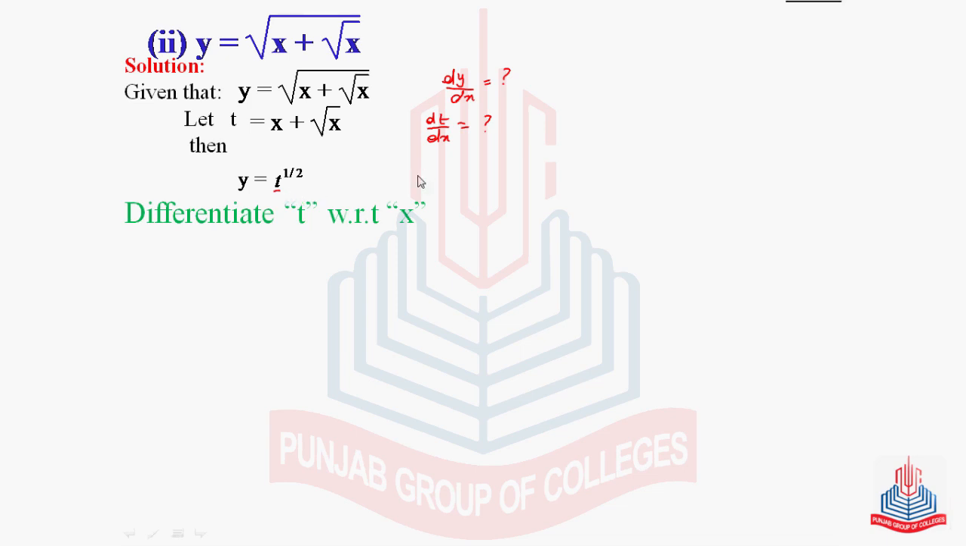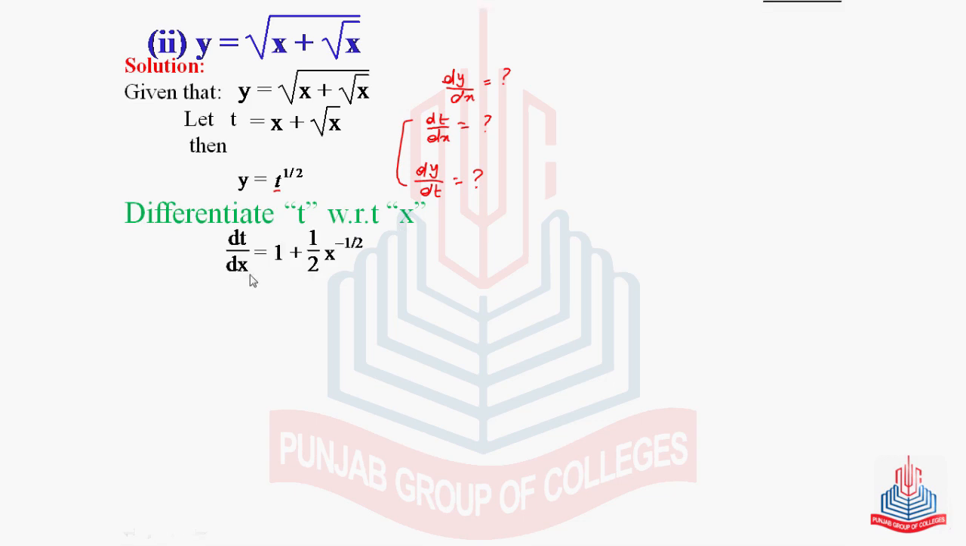Then when we want to differentiate this y, so that is actually y with respect to t, will become dy by dt. So by using these two derivatives, we will form dy by dx. So now we start our process. So differentiate t with respect to x first.